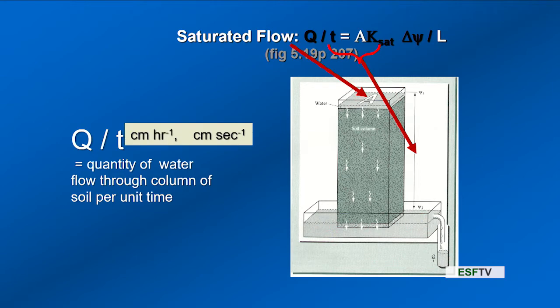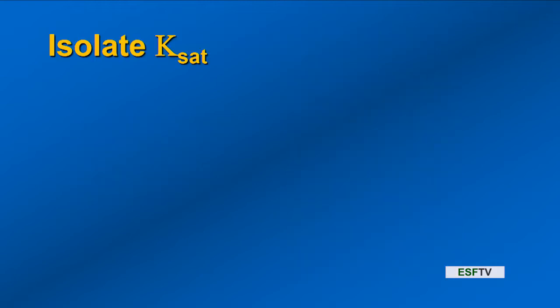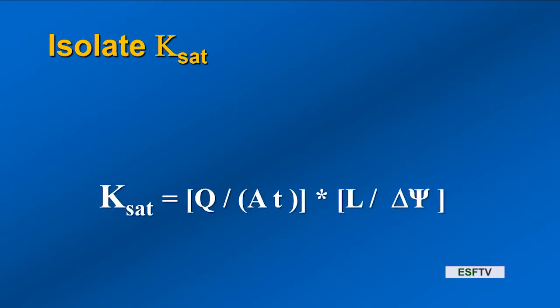Okay? And so let's express this. So we have quantity of water per unit time, and we express it oftentimes in centimeters per hour, centimeters per second. It might be gallons per hour, gallons per minute, but those are the units for saturated flow. Okay? So let's isolate Ksat. If we take the container and get that out of the picture, we can isolate that piece called Ksat. So we rearrange that equation, and we ended up with Ksat is equal to Q over AT times L over delta psi. And this is just an algebraic rearrangement.